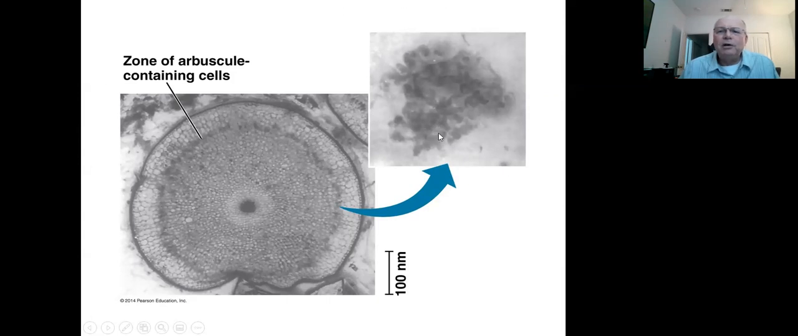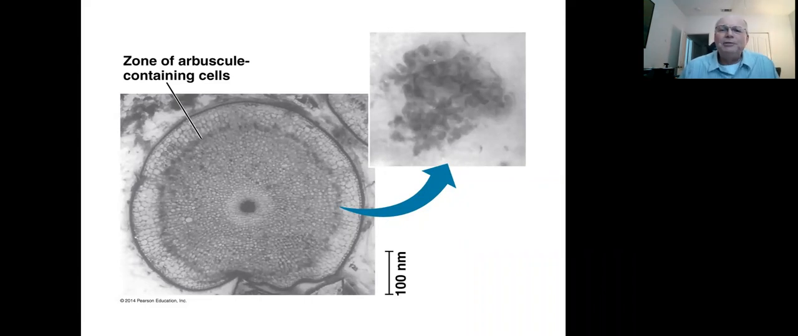This is a fungal structure called an arbuscle or a haustorium. This is an extension of the fungal body that penetrates into plant tissue. It actually penetrates through the cell wall of plant cells, but it doesn't penetrate through the membrane of the plant cell. Instead, it comes into contact with the membrane, and you can see how highly branched it is.